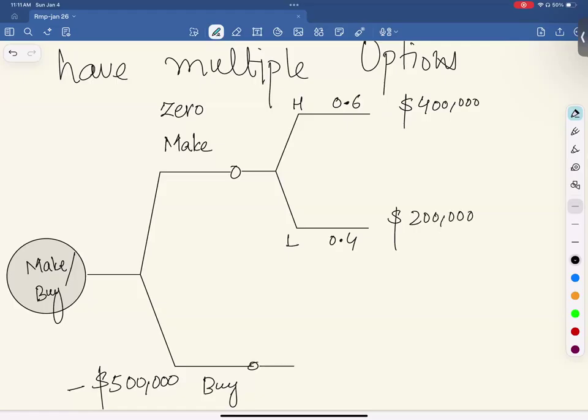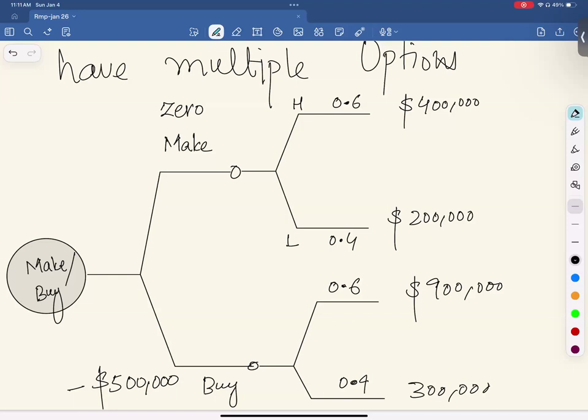Similarly, if you buy a software, there are 60% chances of success or high quality, and 40% chances of low quality. This number may vary. I'm just writing for understanding purposes. Let's say benefit is 900, benefit is 300. Now you have two different options. Which one would you be doing? We will be calculating expected monetary value for each option.